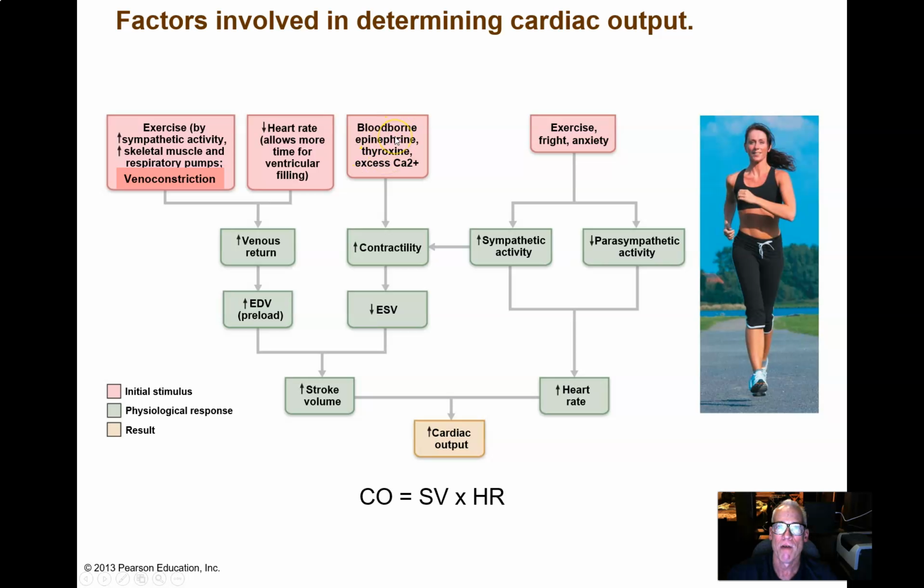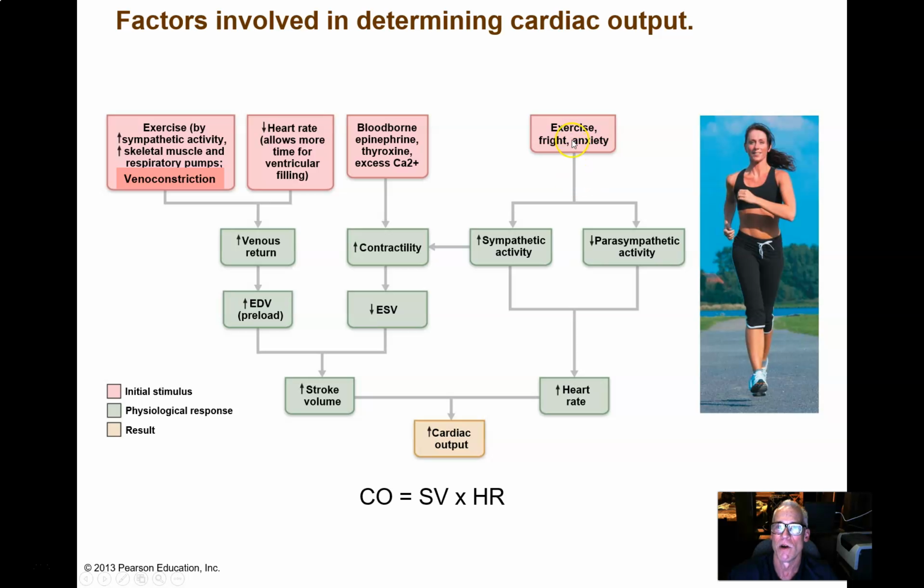How about blood-borne epinephrine and norepinephrine? They increase contractility. They're positive inotropes. Thyroxine, thyroid hormone, will also increase contractility because it enhances or accentuates the effects of epinephrine and norepinephrine. It's permissive for those hormones, so to the degree that there's some of these hormones around, it's going to increase contractility a little bit more, and we'll increase stroke volume. And how do we do that? We decrease end-systolic volume. We decrease the amount of blood left over in the heart because we have ejected more blood. Increase stroke volume, increases cardiac output.